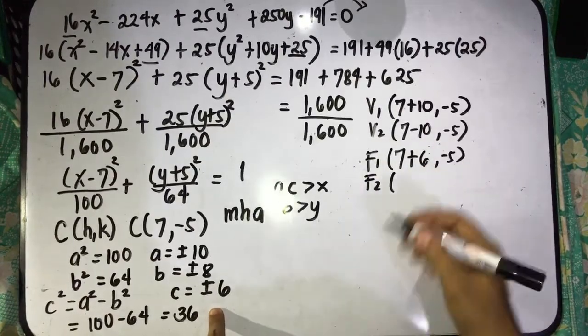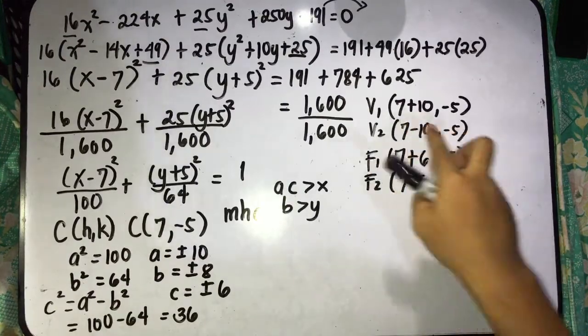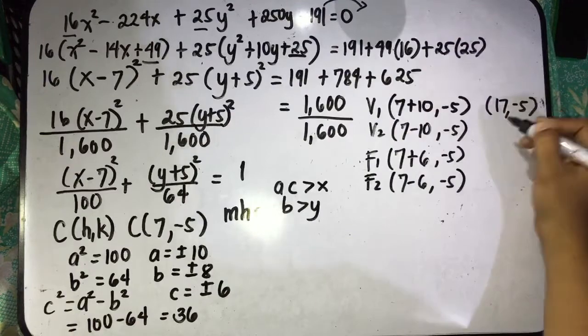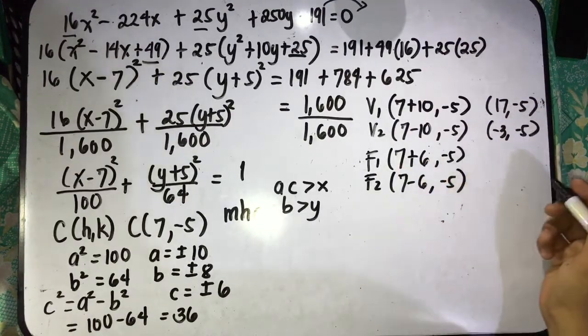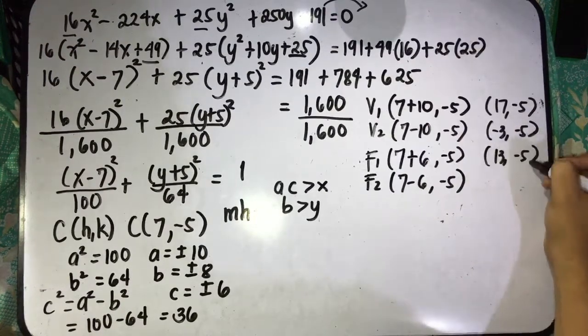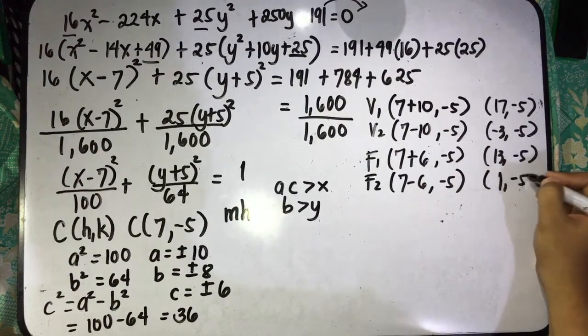F2 should be located where? 7 minus 6, negative 5. Simplify natin. So, it is now 7 plus 10, 17, negative 5. 7 minus 10, negative 3, negative 5. 7 plus 6, what is 7 plus 6? That is equal to 13, negative 5. F2, 7 minus 6, that is 1, negative 5.